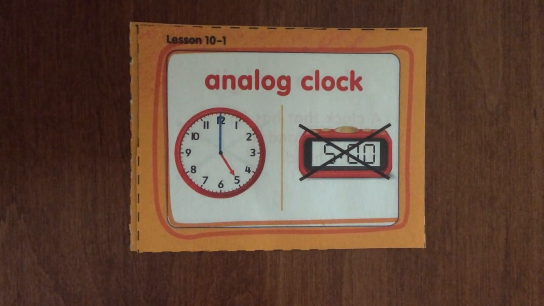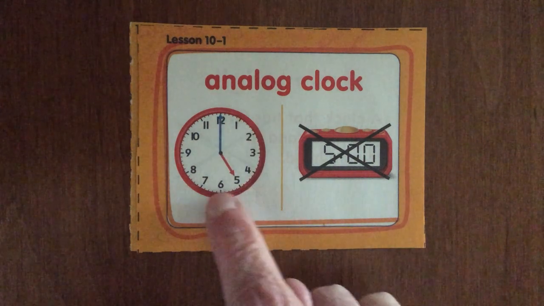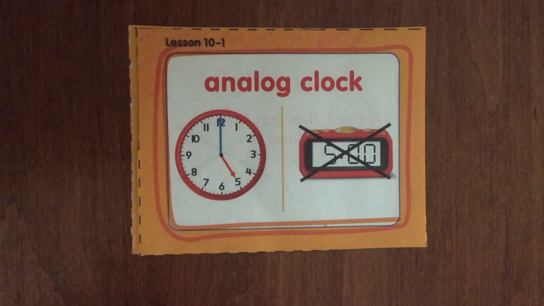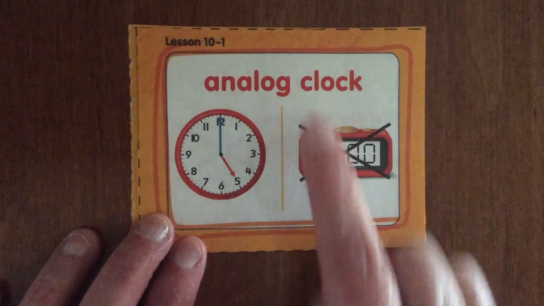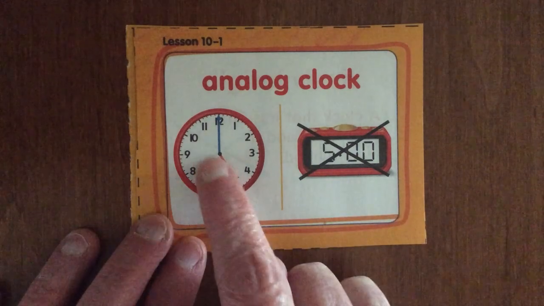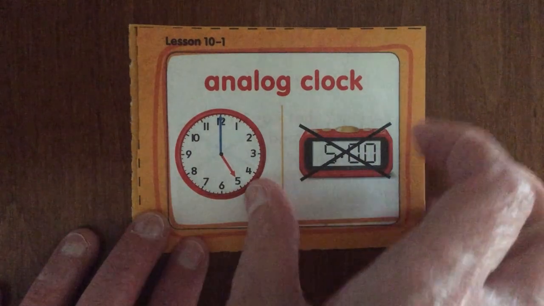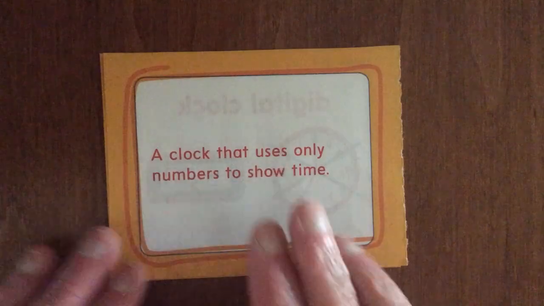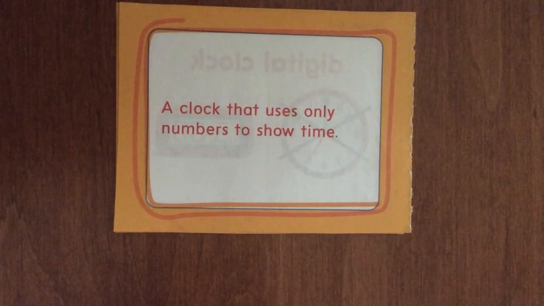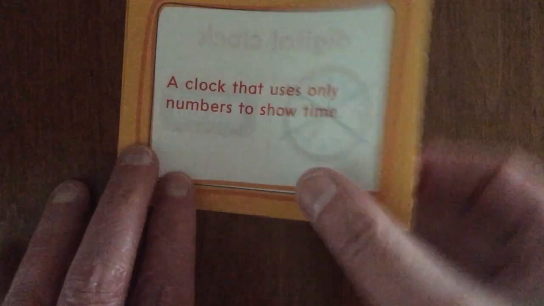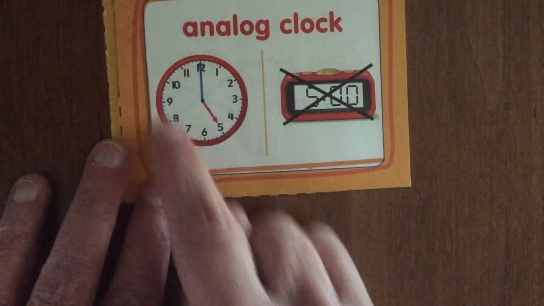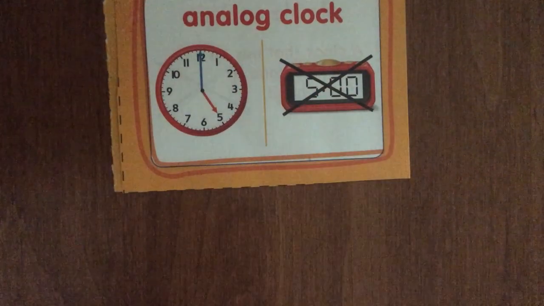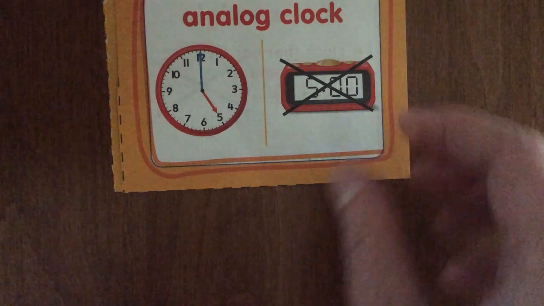So, there are 2 types of clocks that we usually have, and one of them is called an analog clock. And that's the type of clock that has numbers on it that go around in a circle. And so they have another type of clock here, but they X'd that out because an analog clock is this one, not this one. And on the back it says, a clock that uses only numbers to show time. And what they really should have said is it looks like this. This shows numbers too, but that's a different kind of clock, okay?